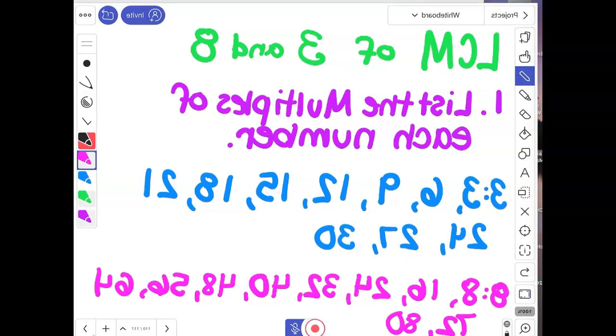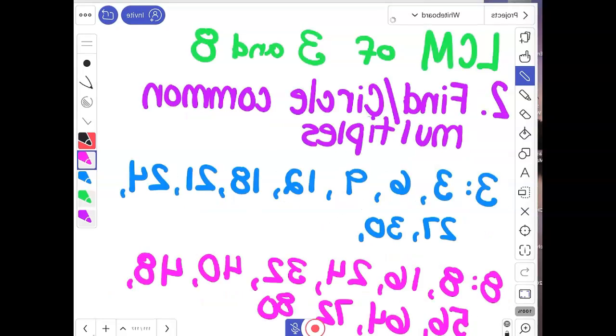So that's your first step: list all the multiples. Okay, we've done that. Step 2 is now find and circle the common multiples, the ones that are in both lists. So if I look at this, 3 is not in both lists. 6 is not in both lists. 9 is not in both lists. 12 isn't in both lists. 18 is not. 21 is not. However, 24 is.